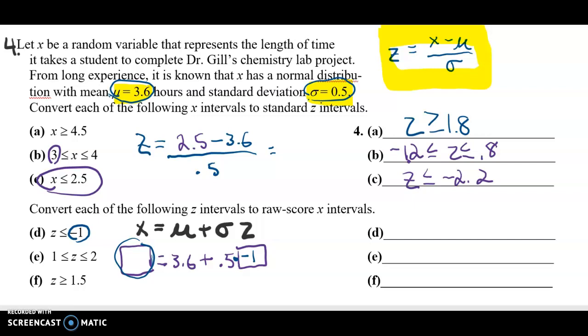Pause the video. For D, you'll get X is less than or equal to 3.1. For E, you'll get X is between 4.1 to 4.6 inclusive. And for F, you'll get X is greater than or equal to 4.35. Remember, converting to Z-scores transforms the data such that it is centered at 0.